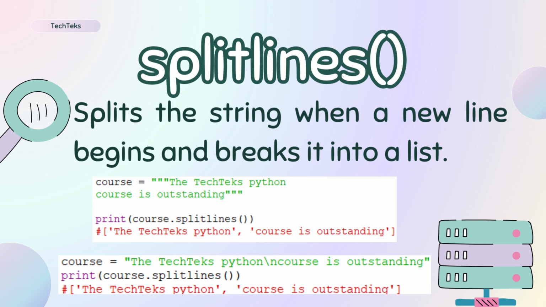Just to note, the index is what the computer knows as a position number. So what we would see is "Techteks Python" is item 1, "course is outstanding" is item 2, but the computer does not see it like that. The first item will always be index 0, and the second one is 1, the third one is 2, the fourth one is 3, like that. So it just keeps going on.